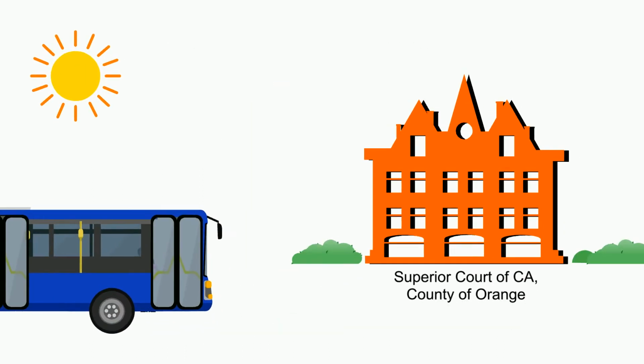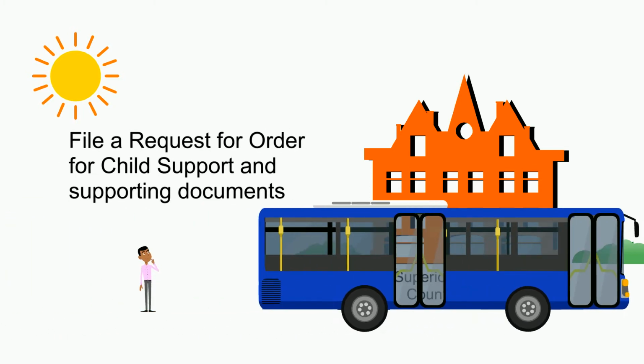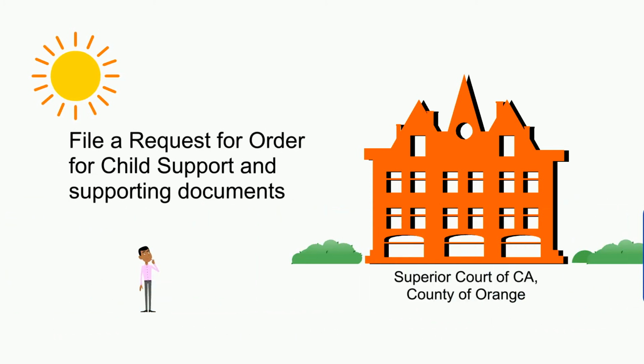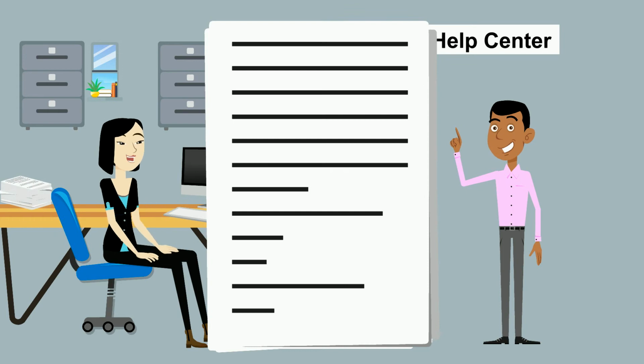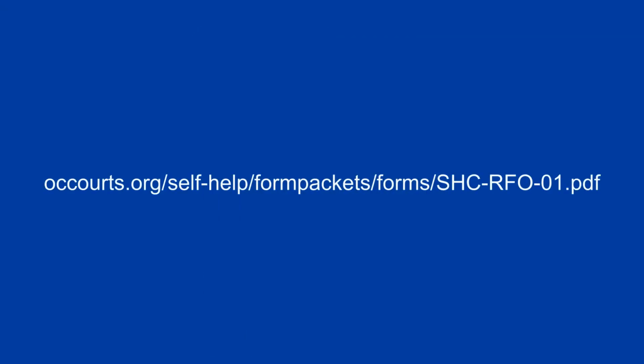If you would like to request a hearing with the court, you will have to file a request for order for child support and supporting documents. The Self-Help Center has compiled the necessary forms in a packet. You can access the form packet by following this link.